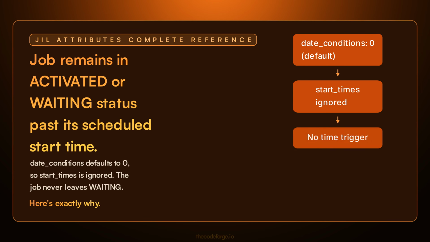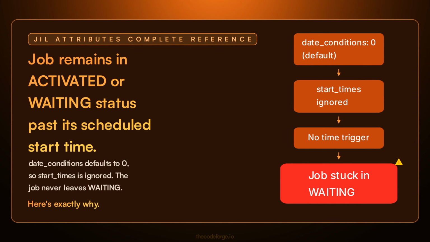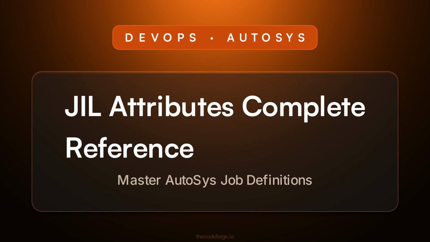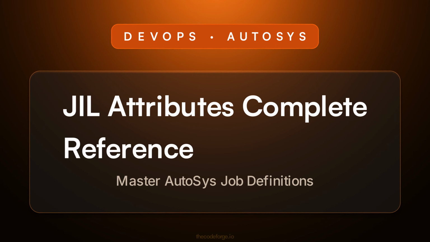Your job is stuck in waiting past its start time with no errors. The culprit? Date conditions defaults to 0, silently ignoring your schedule. Let's break down the JIL attributes complete reference, how it works, and the exact mistake behind that failure.